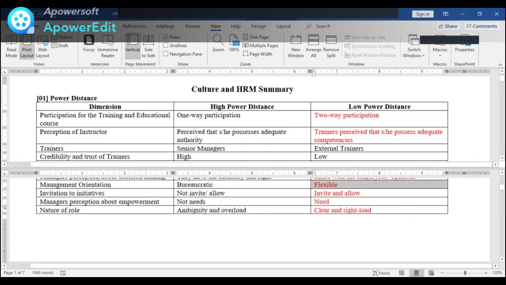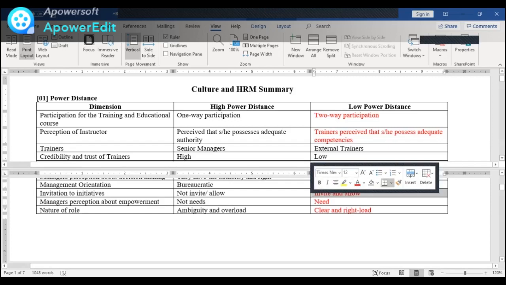Invitation to initiatives. There is no room to introduce innovations and new ideas in high power distance culture. However, in low power distance, they invite and allow the employee for innovation. They invite new ideas, creativity, and innovations.